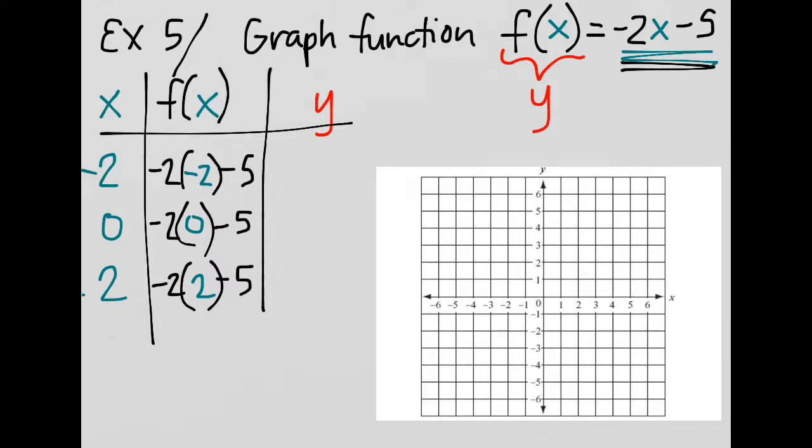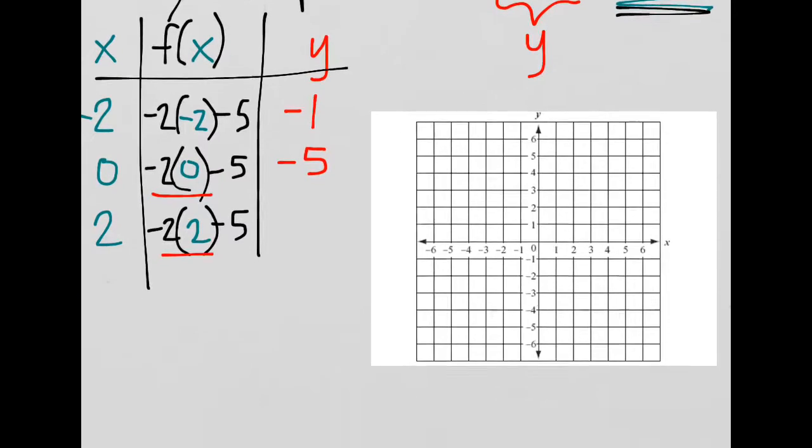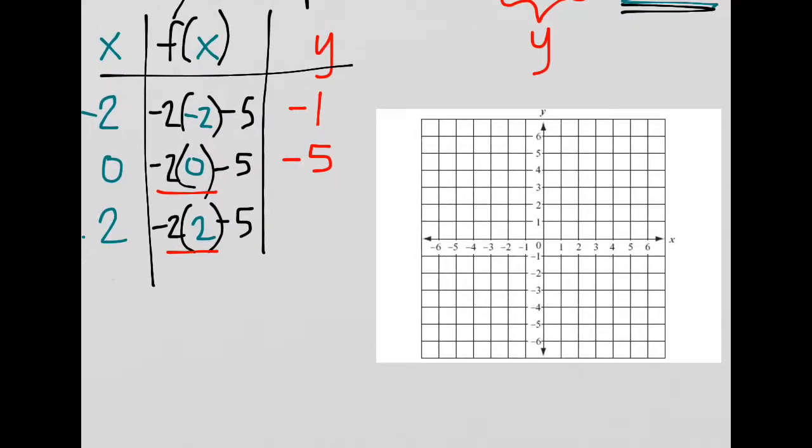All right, so negative 2 times a negative 2 is a positive 4. Minus 5 gives me negative 1. A negative 2 times 0, anything times 0 is 0. Minus 5 gives me minus 5. And a negative 2 times a positive 2 gives me a negative, so it's not going to fit in my graph. No, I'll just kind of show you about where we can still do this. Gives me negative 4 minus 5 gives me negative 9. So remember, the next step then is to write what are the coordinate points that you have.